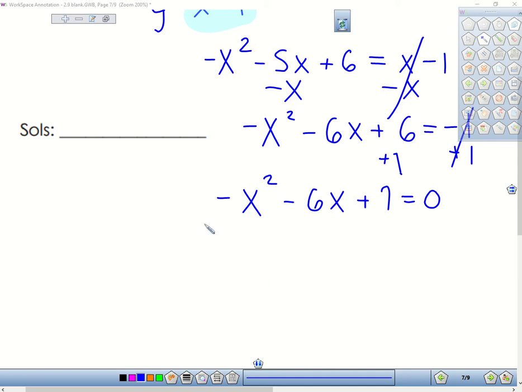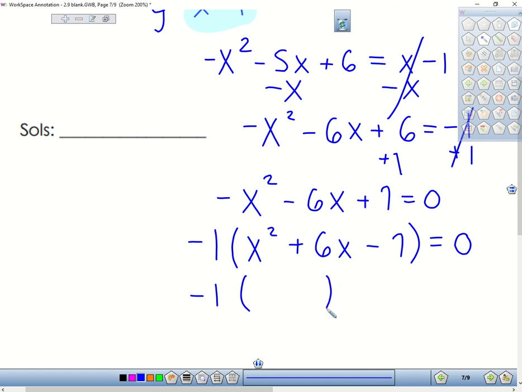So what can I factor out of this to make it 1? Negative 1. So I'm going to factor out a negative 1. And that's just going to change the signs of everything. And now that I did that, I'm able to factor this into two binomials. So, what are some factors of negative 7 that get me to positive 6 when I add them together? Any ideas? 7 times what? 7 times negative 1. There we go.